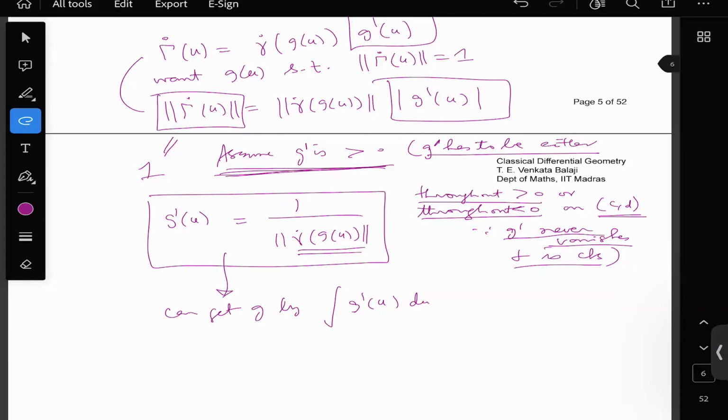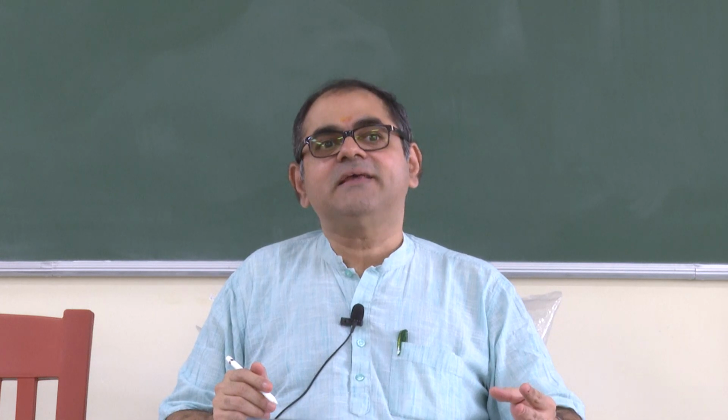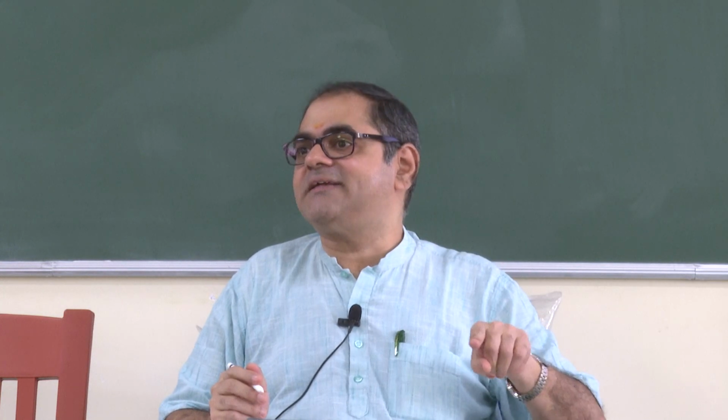Okay, so the trick is, look at the other way of doing it. The trick is that actually g inverse is easily accessible. You can find g inverse easily, and once you find g inverse, that will give you g. And why is it easy to find g inverse? Because that's connected with arc length.